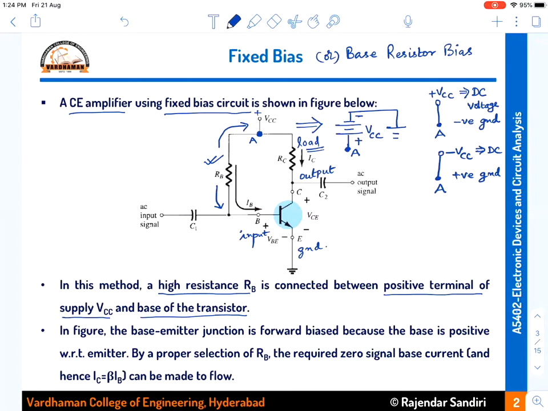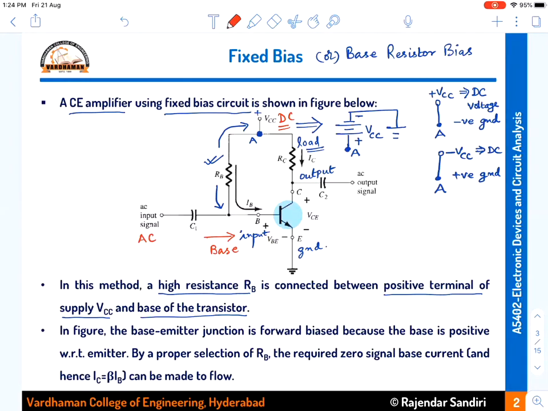Okay. And this VCC is a DC. VCC is a DC, right? It is a battery. Now, to the input of this transistor, which is the base, I will be connecting an AC input.